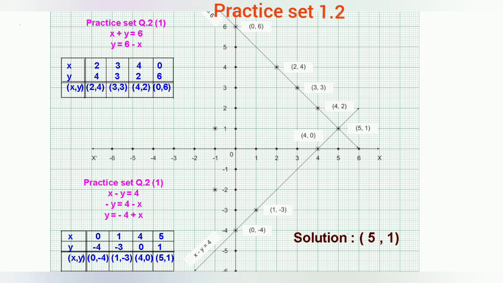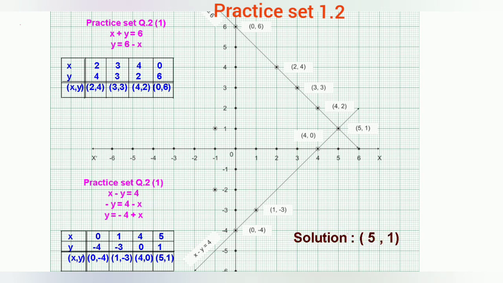Similarly, the next equation of the same question is x minus y equal to 4. Again convert it into the form y equal to, so these are the values. We can put any value of x here because it is just linear, so there is no denominator. We can very easily get the y values. So all these values we can plot on graph paper like this. Both lines have a common point, 5, 1. That means this is the solution of the given example.